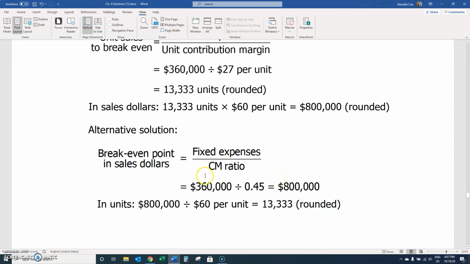Or you can get the sales first by dividing by the contribution margin ratio, and then you can divide the total sales by the amount per unit sale to get the number of units that you need to sell. Okay, that is it for that question.